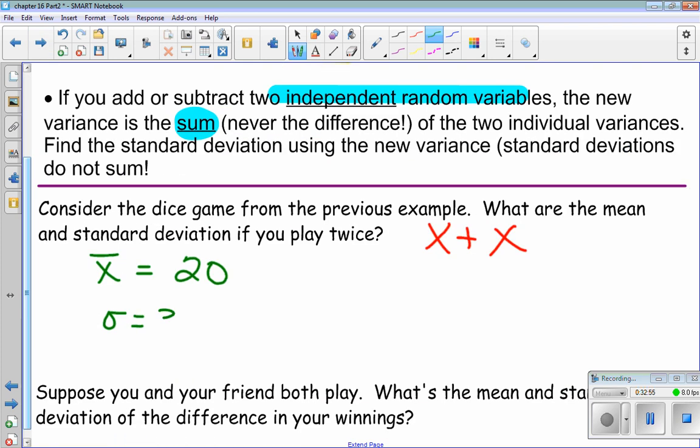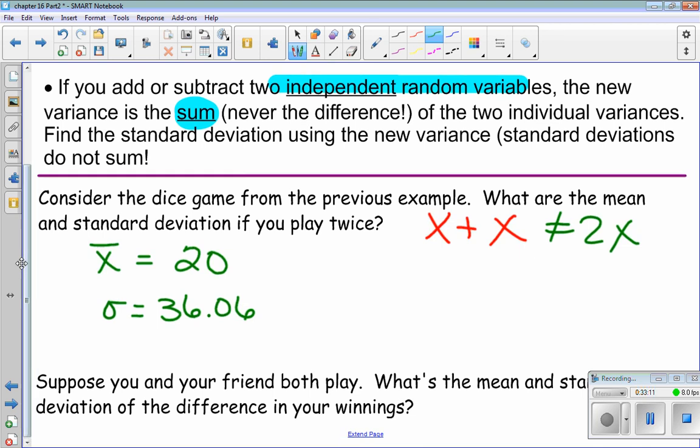But hang on a minute. Ms. Macker, you just told me that X plus X does not equal 2X. Okay. Well, when you add them, it does. When you subtract them, it doesn't. So let's look at the bottom part.